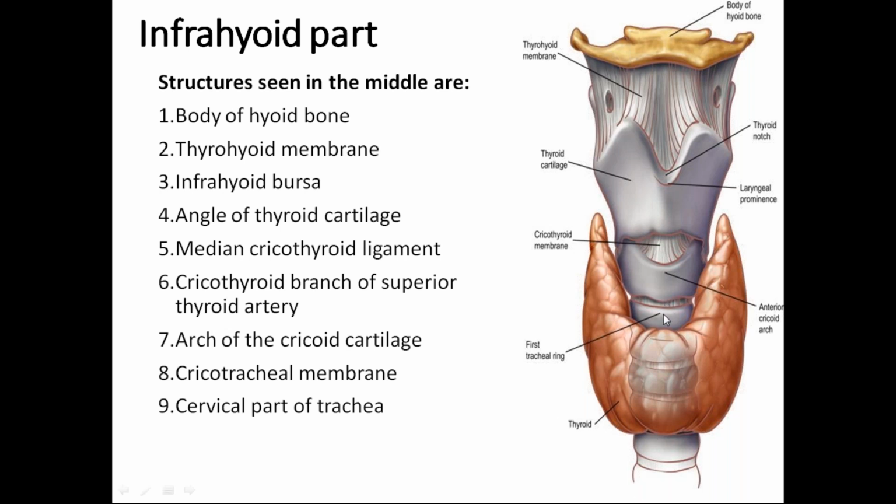So this is after the cricoid cartilage, you can see the tracheal rings. This is the tracheal ring. Okay, so in front of the second, third, and fourth tracheal ring, you can see the thyroid gland, isthmus of the thyroid gland. So the 9th structure in the infrahyoid part is the cervical part of trachea, and the 10th one will be the isthmus of the thyroid gland.